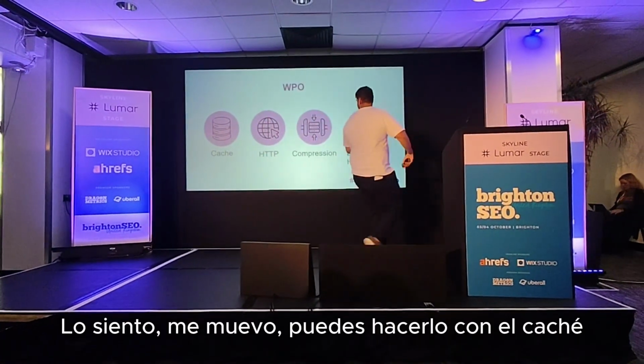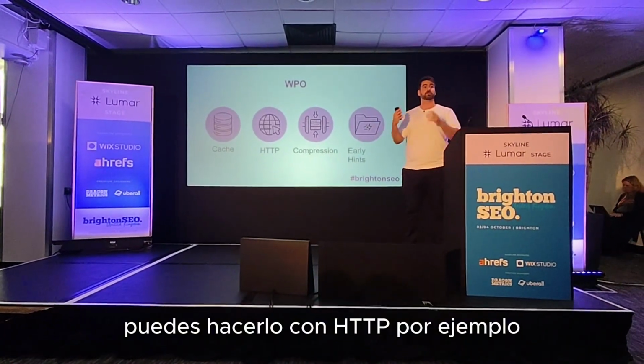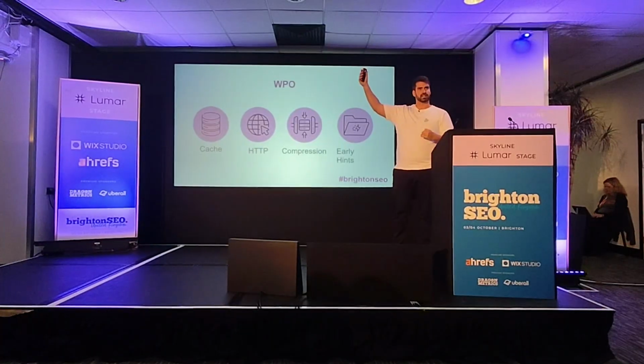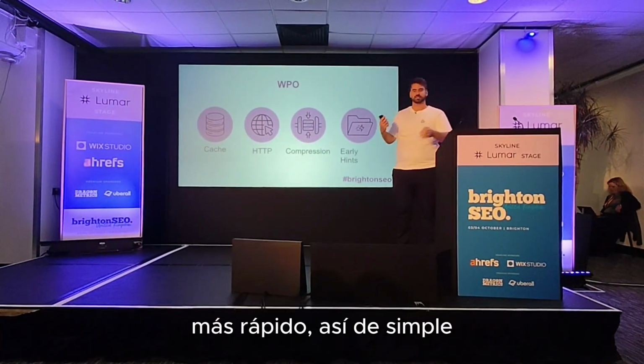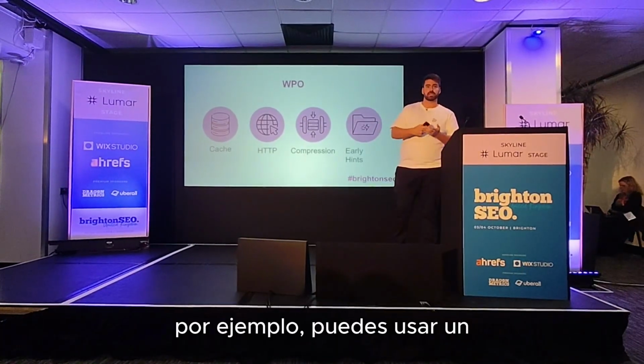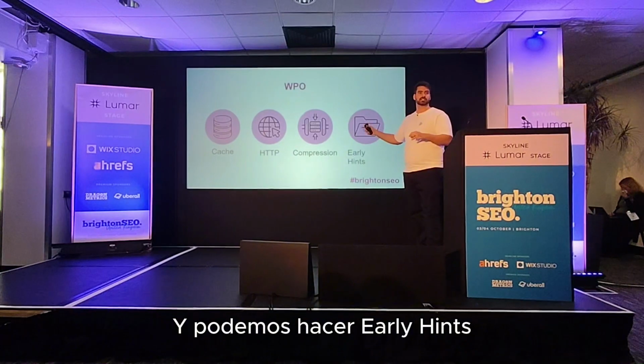You can do it with the cache. You can do it with HTTP. For example, you can change the protocol, HTTP/2, HTTP/3, the higher, the faster, etc. You can use compression. For example, you can use gzip or the best one, Brotli. And we can do early hints.